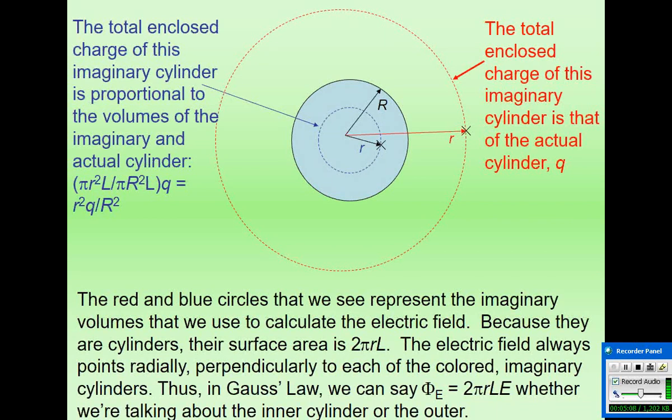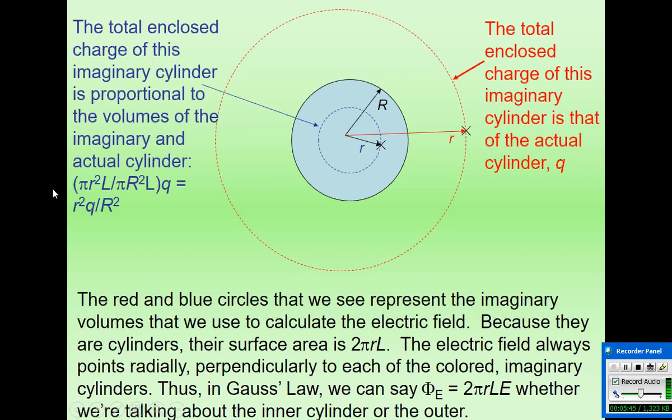And the charge enclosed in the imaginary cylinder depends upon that ratio. In that ratio, there's a factor of pi in the numerator and a factor of pi in the denominator. And there's a factor of L in the numerator and a factor of L in the denominator. Those cancel out. We are left with little r squared over capital R squared. And so the enclosed charge within the imaginary blue volume is little r squared over capital R squared times the total charge of the cylinder.